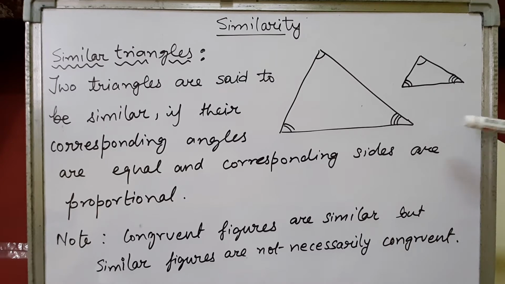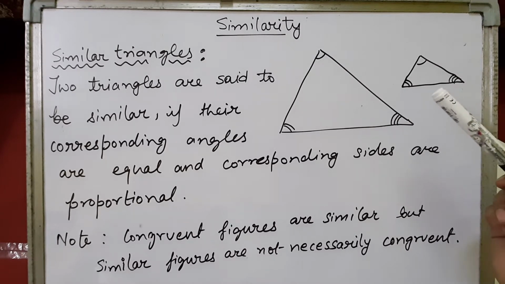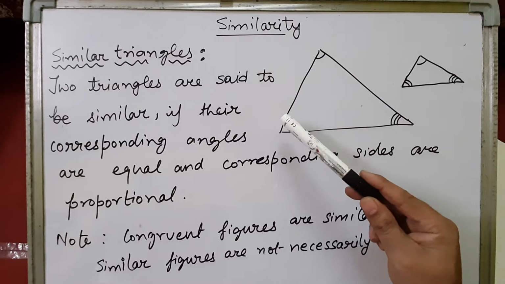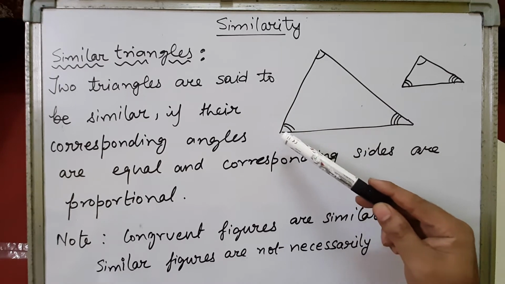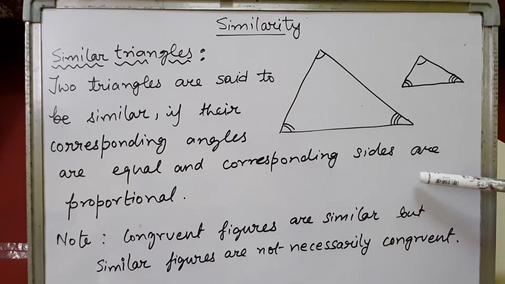We can see here these are two triangles. In these two triangles you can see that all the three angles are equal to each other, but the sizes of these two triangles are different. So they are looking similar but their sizes are different, so we can say that they are similar but they are not congruent. So for similar triangles, we can say that the triangles are said to be similar if their corresponding angles are equal and the corresponding sides are in proportion, right?